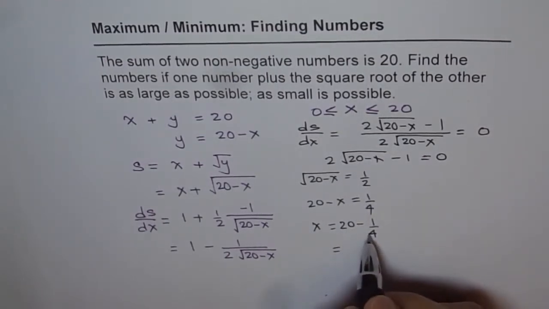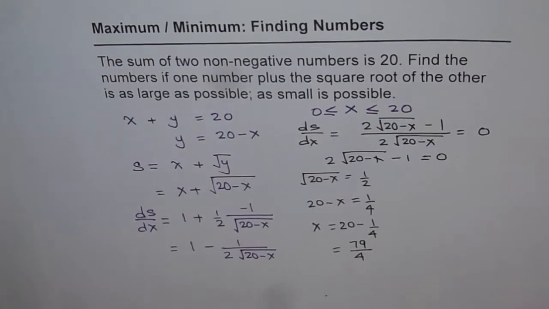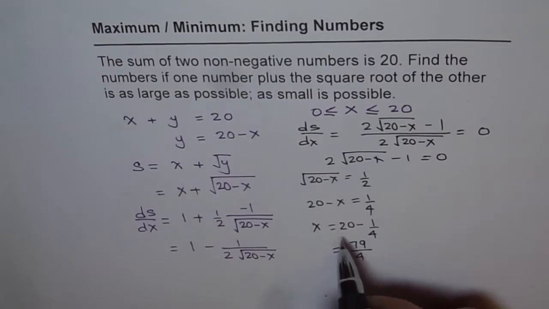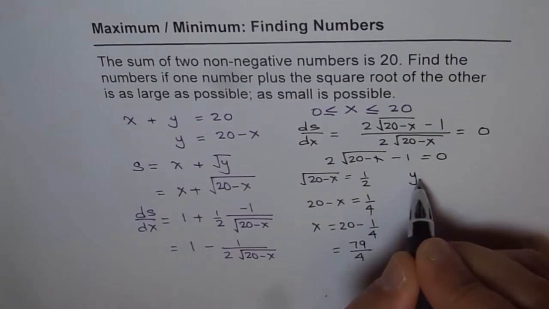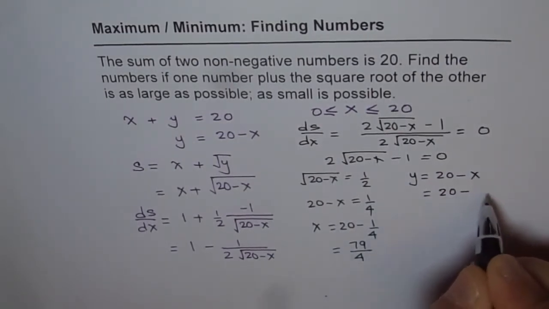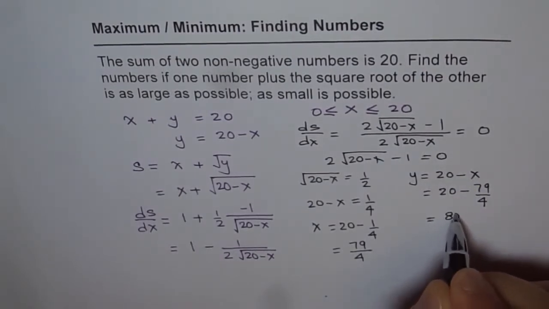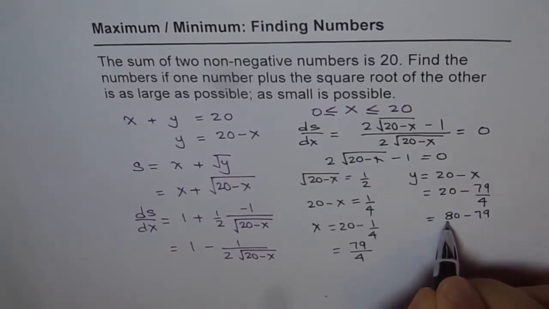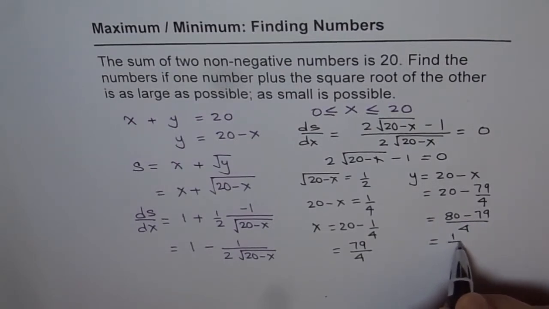That gives us a value 80 minus 1, which is 79, right? So we have 79 over 4 as the value of x. Correct? Now, what is y when x is 79 over 4? y will be equal to 20 minus x, which is 20 minus 79 over 4. And that is 80 minus 79 over 4, or 80 minus 79 is 1 over 4.